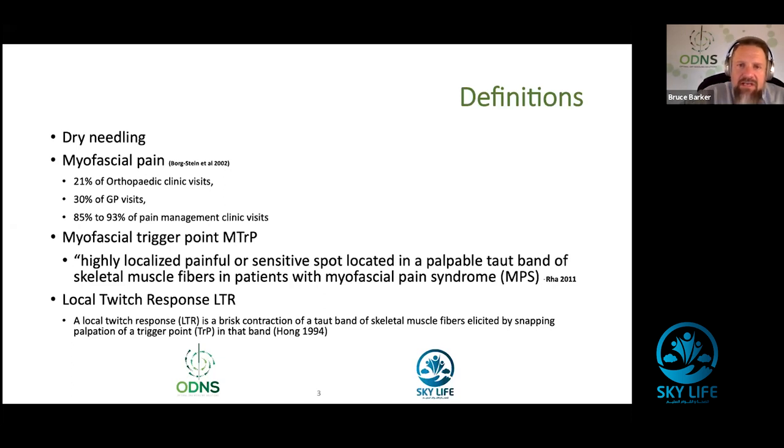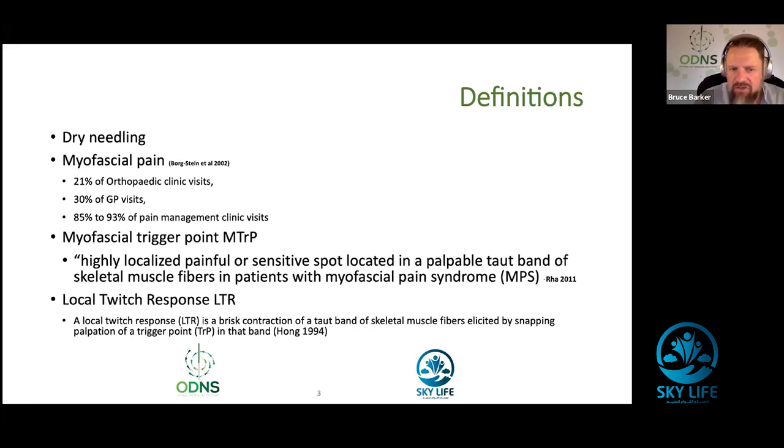No matter if you're looking at the tendonitis type problems or the muscle spasm problems, the key element to understanding why we do dry needling is to look at this thing called the myofascial trigger point, sometimes abbreviated as an MTRP. That's the target of the needles. Where we put the needles in is dictated by those things. They are easily described as being highly localized, painful, sensitive spots located in a tight band of muscle in patients with this myofascial pain syndrome. It's kind of the defining feature of the syndrome. We'll look at more of that in a moment.